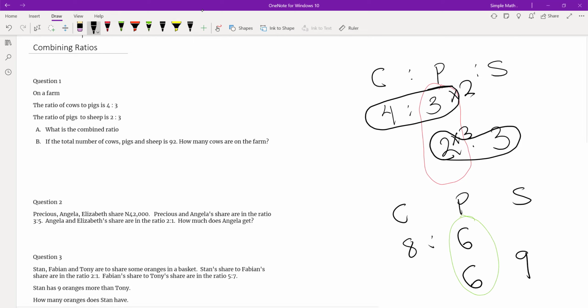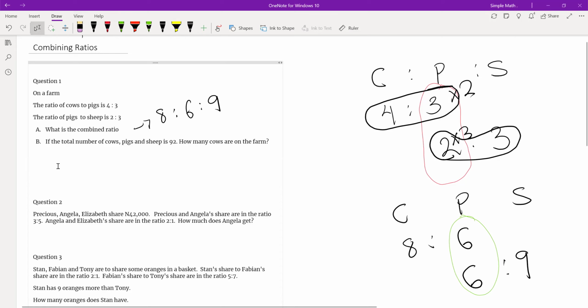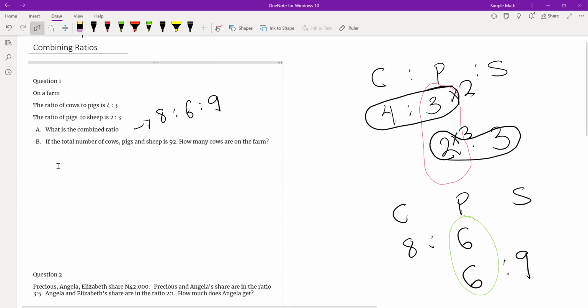All right, and so now we can combine them. So the combined ratio now becomes 8 ratio 6 ratio 9. I don't think we can simplify this further, so this would be the answer. 8 ratio 6 ratio 9 would be the combined ratio. Quite simple, so that's how you do it. You just have to make sure that the numbers are the same.